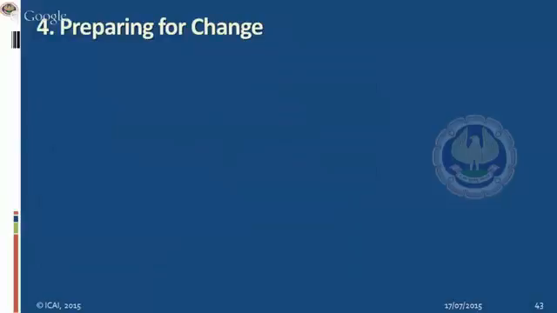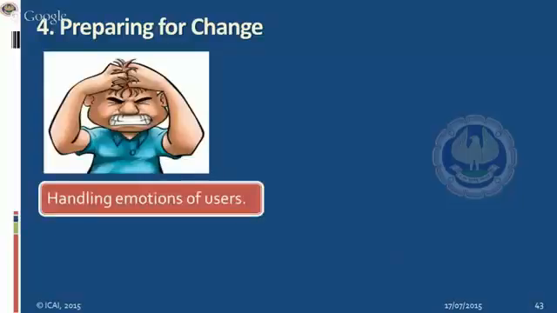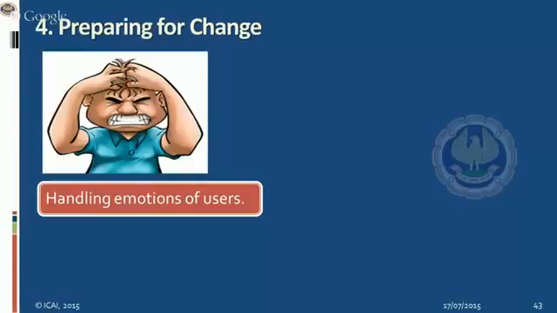The fourth step in ERP implementation, that is preparing for change. This is again not connected with the software, not connected with the technology. It is about handling the emotions of users. Whenever there is a change, there is always a resistance to change. The resistance to change is a human nature, and it is bound to be there.